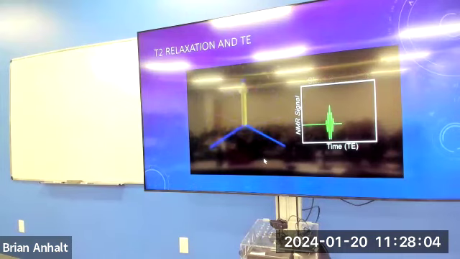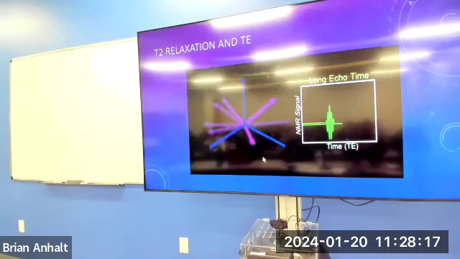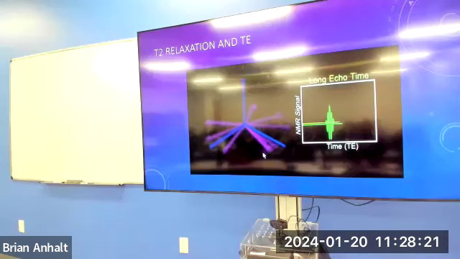If, on the other hand, we wait a longer period of time after we tip it from its resting state, we wait. They get more and more out of phase. And then we refocus it with a pulse which is stronger. When they come back together, they don't come back together as well. So we get a smaller echo.